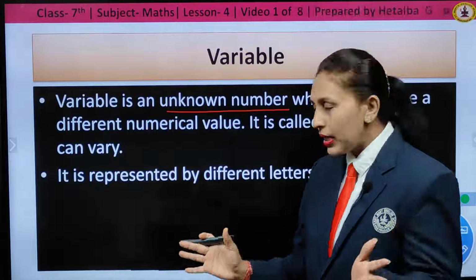Then, if we interchange the position of the expression from left hand side to right hand side or vice versa, meaning if we change the sides, the equation remains the same. For example, children, I have taken here 5x plus 7 equal to 2, where the LHS is 5x plus 7 and the RHS is 2. Now, if I interchange both the expressions, that means 2 equal to 5x plus 7.